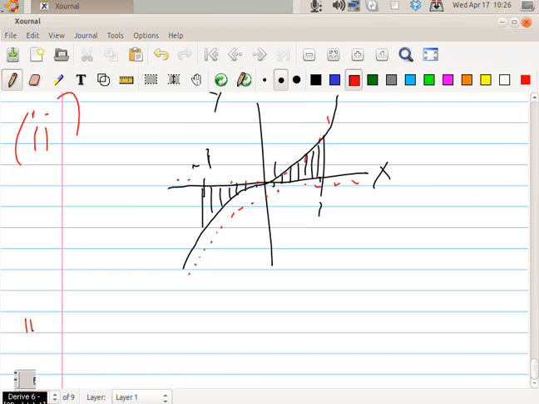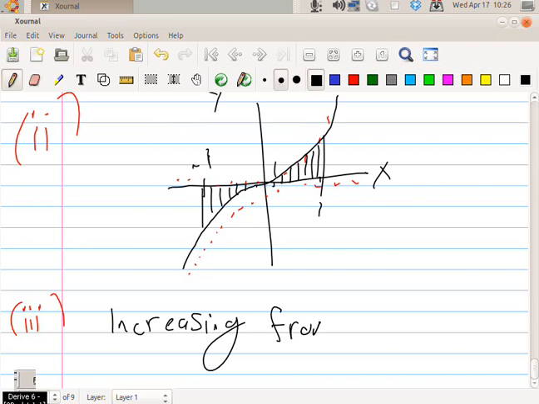Part 3. He just wants you to explain your graph. So you can see it's increasing from left to right. What else can you say about the graph? How many marks are for this question? 2, so you need to make 2 comments. First is increasing. Another important thing is that this area equals this area. The graph is balanced.